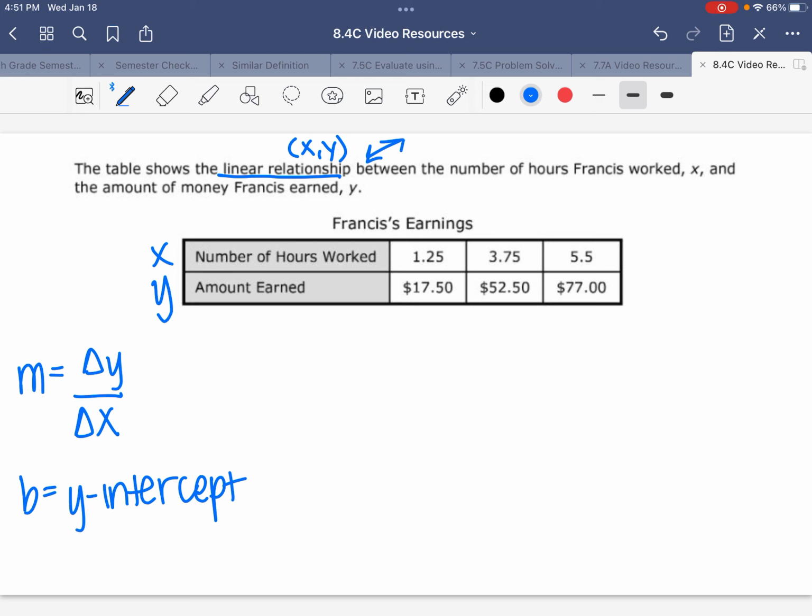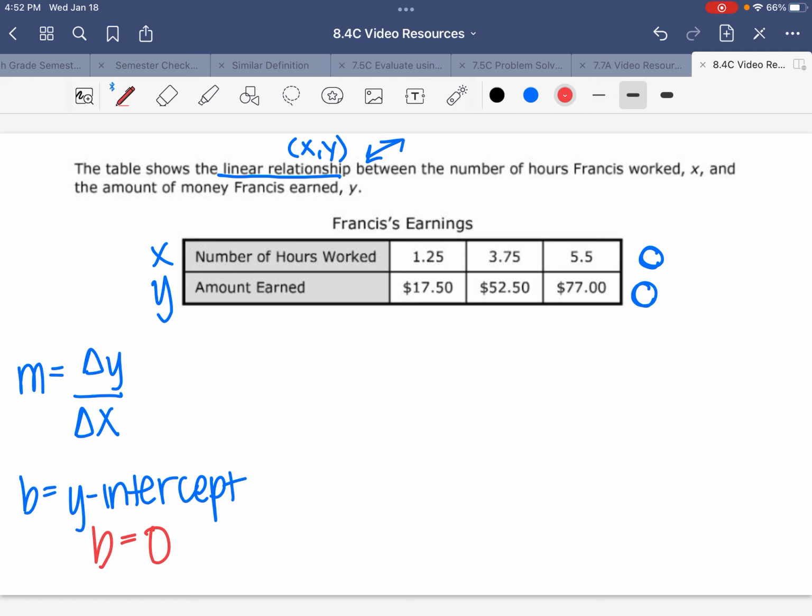And if we're looking at this scenario, the number of hours worked, the amount earned, if I work 0 hours, then I will make 0 money, which means that my y-intercept right now is equal to 0. And if this is equal to 0, that means that it goes through the origin, which means that this is a proportional situation. But we want to find our slope, our rate of change.